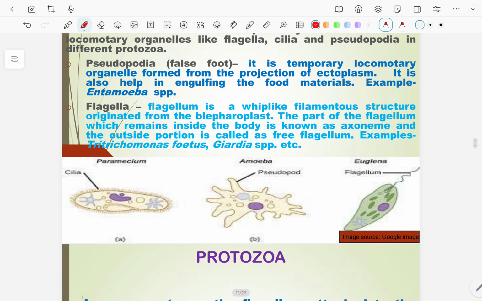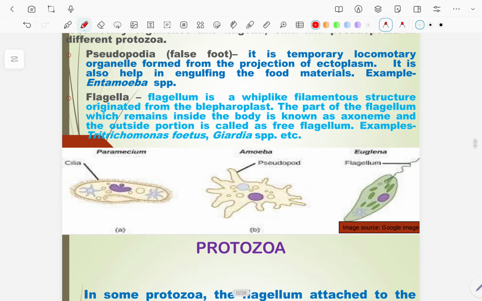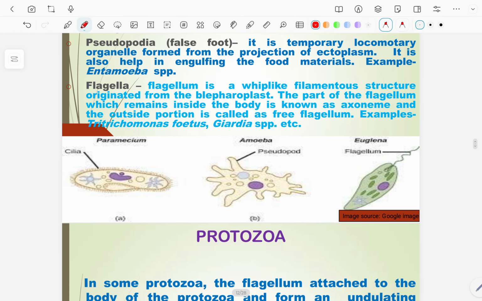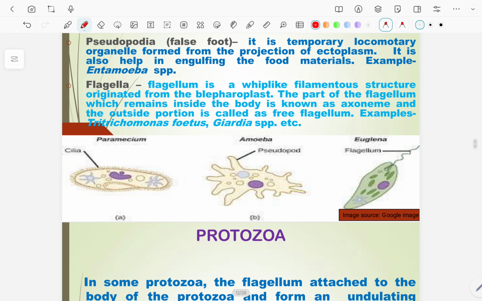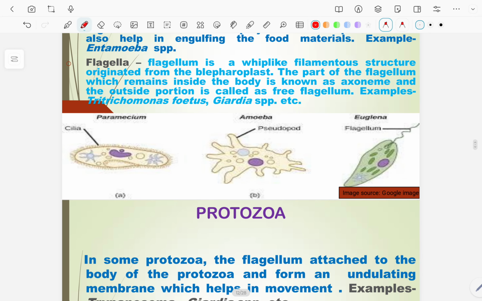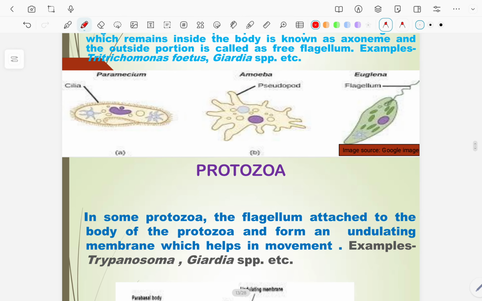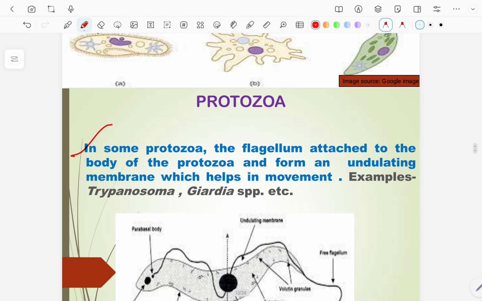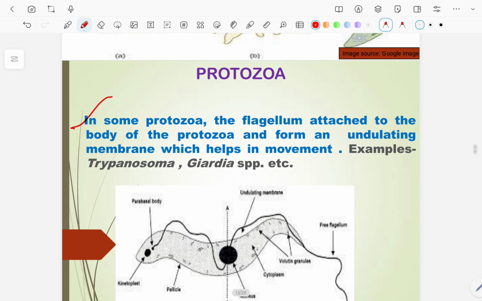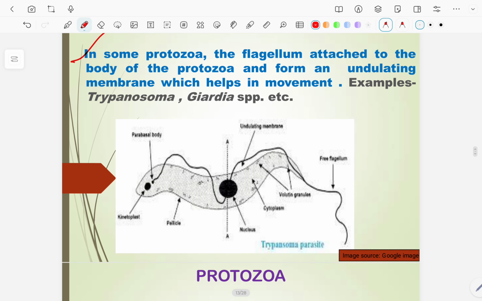Flagella. Flagellum is a whip-like filamentous structure originating from the blepharoplast. The part of the flagellum which remains inside the body is known as axoneme, and the outside portion is called free flagellum. Example: Trichomonas, Giardia species, etc. In some protozoa, the flagellum attaches to the body of the protozoa and forms an undulating membrane which helps in movement. Example: Trypanosoma, Giardia species, etc.